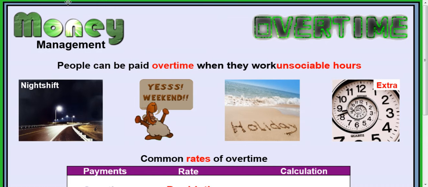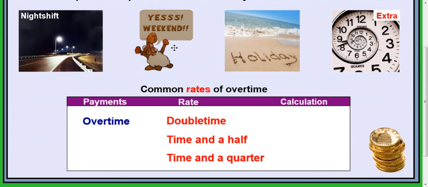In this lesson we're going to look at overtime and how to calculate overtime. So people can be paid overtime when they work extra hours or unsociable hours. Things like the weekend, sometimes you get overtime, maybe late at night, Sundays in particular you get overtime rates. Now common rates of overtime are things like this: double time, time and a half and time and a quarter.